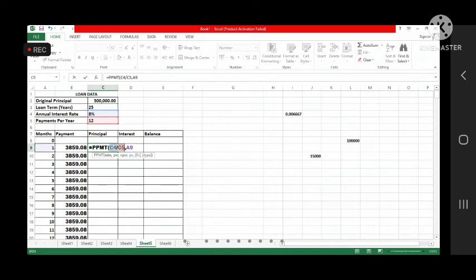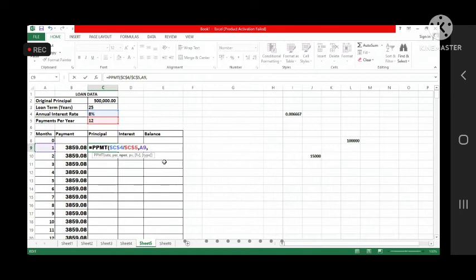So should it be absolute or no need to absolute? No need to absolute. This one we have to absolute: the interest rate we have to absolute. But the period we should not absolute, because the period will change from time to time. A9, A10, A11, A12 like this up to A309. Till A309 it will be there.